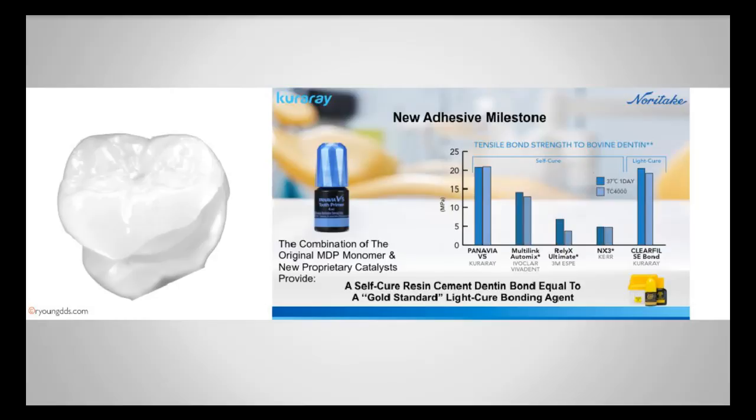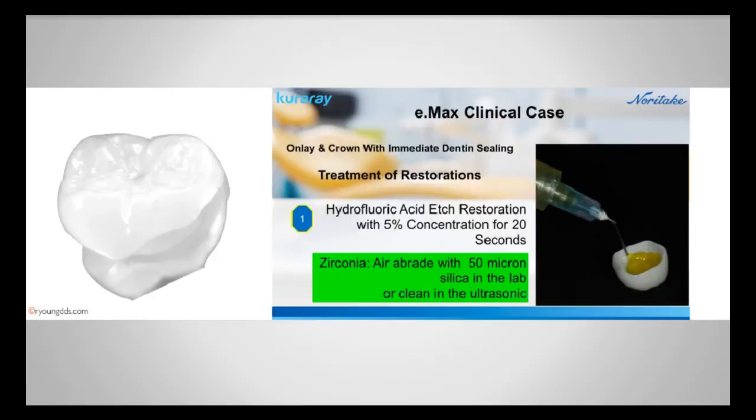Let's treat, and we're going to do e.max. We have our e.max restoration. We've tried it in. We're going to hydrofluoric acid etch the restoration after try-in, 5% for 20 seconds, to freshen that surface. If it's zirconia, we're going to take it to the lab. We're going to air abrade with 50 micron silica in the lab. And then if you want to clean in an ultrasonic, you could.